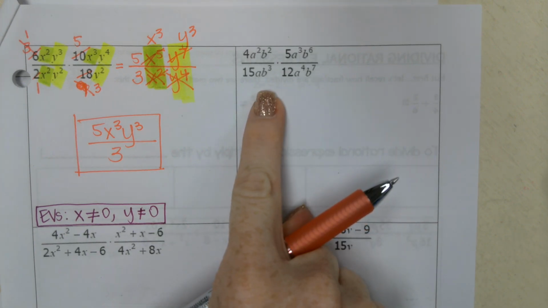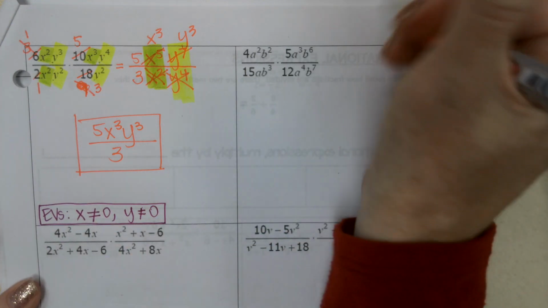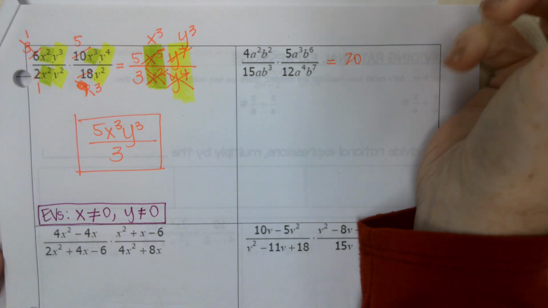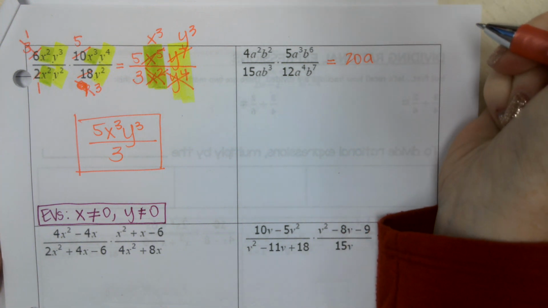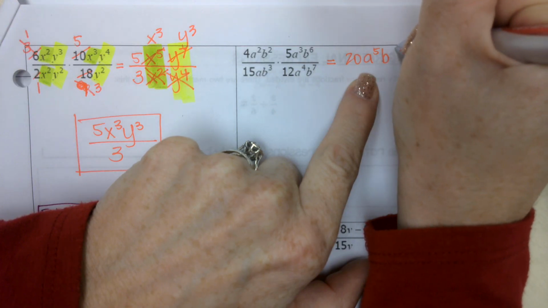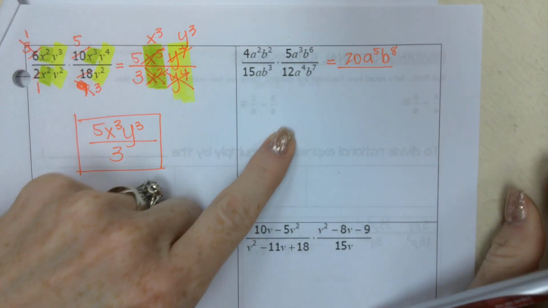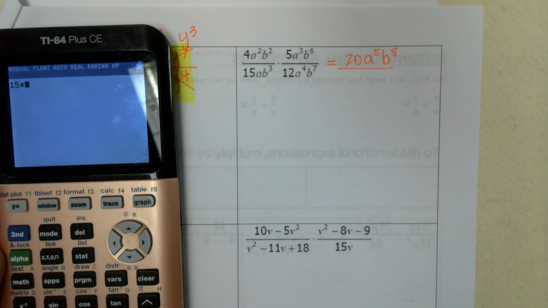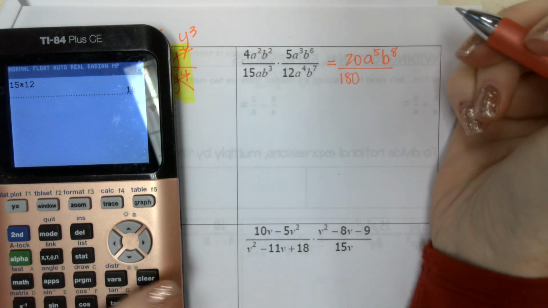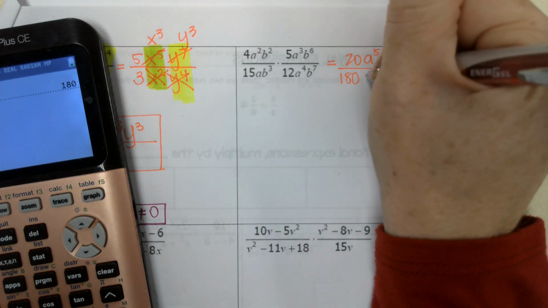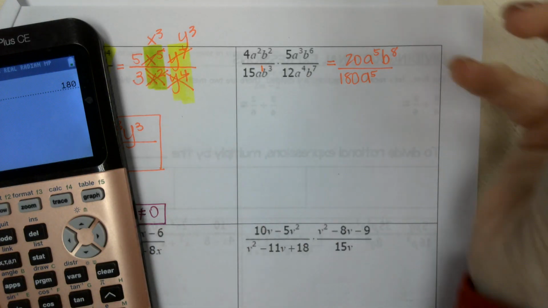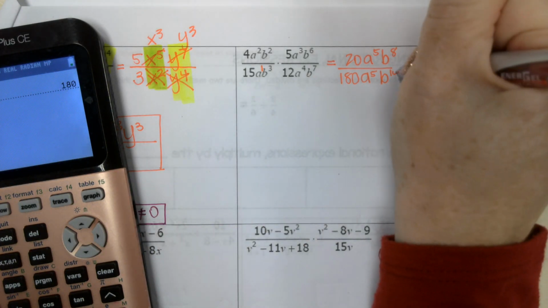All right, let's come to this one. Let's say I wanted to multiply everything straight across from the get-go. 4 times 5 is 20. I'm going to have a to the what power up top? 5th. And b to the 8th. 15 times 12 is 180. And then I will have a to the what? 5th, because that's an understood 1 right there. And then I'll have b to the 10th. Perfect.